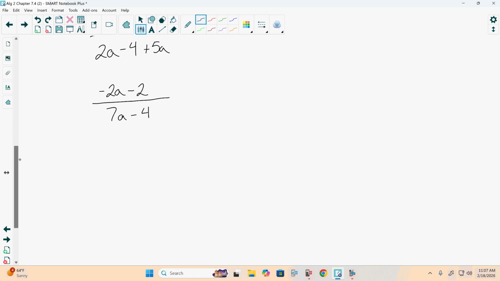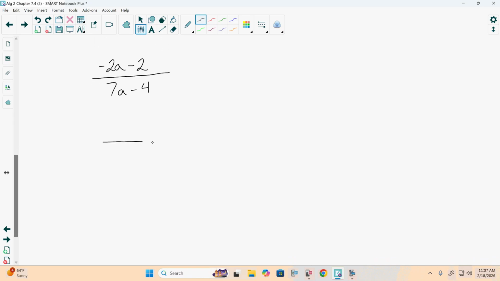Now we can say this is finished, this is simplified, as long as nothing will factor or reduce. 7a minus 4, 7 and 4. There's nothing that goes into both of those. There is no common factor between these two. Negative 2a minus 2. Is there a greatest common factor between those two terms? There is. It's not going to actually reduce with anything. But they actually have a common factor of, they both have negative 2.